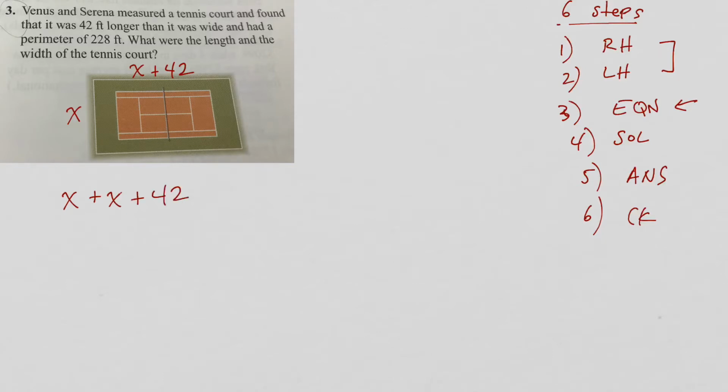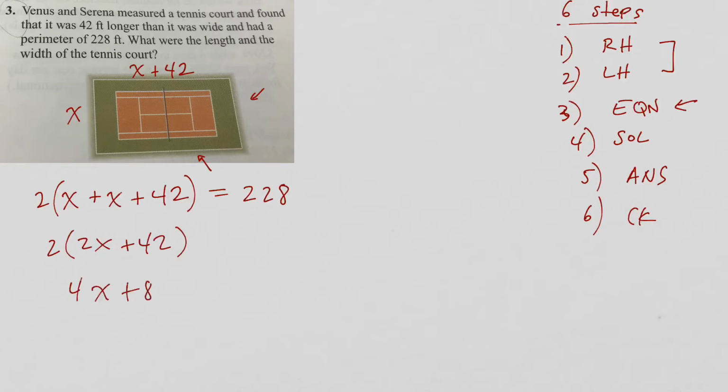That only counts for half of the perimeter, so we can multiply all of this by 2 to account for this side and this side. And this is all going to add up to 228 feet. So we have 2 times 2x plus 42, or 4x plus 84 is equal to 228. I bring my 84 over, and 4x is equal to, let's see, 16 less than 328 is 322, 312.